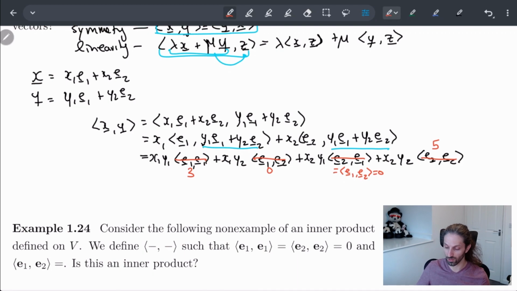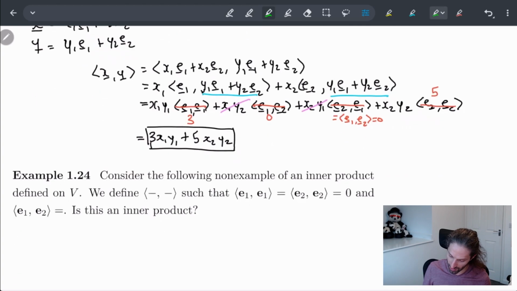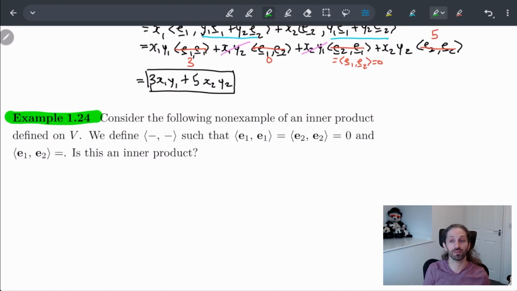So this goes to 0 as well, which basically means I can ignore these middle terms. They disappear. And so I'm left with 3x1, y1 plus 5x2, y2. So in other words, if I'm given any two vectors, this is their inner product. Nice.